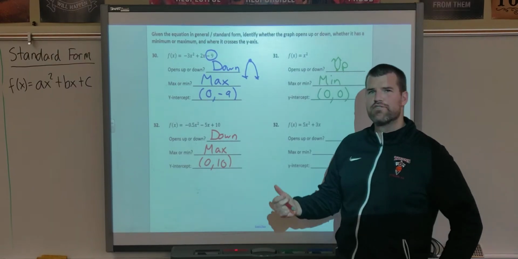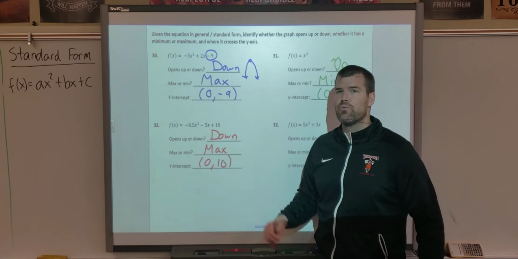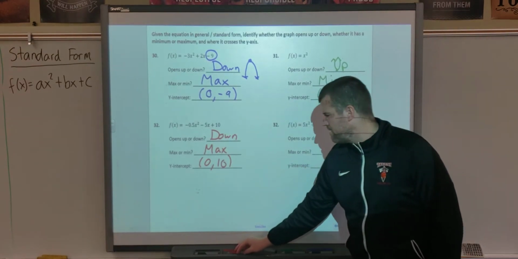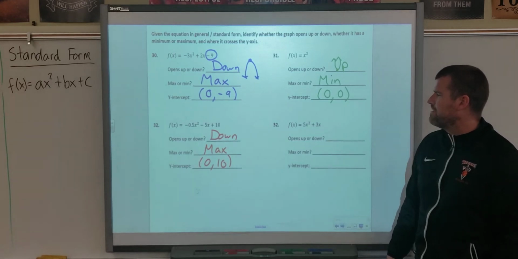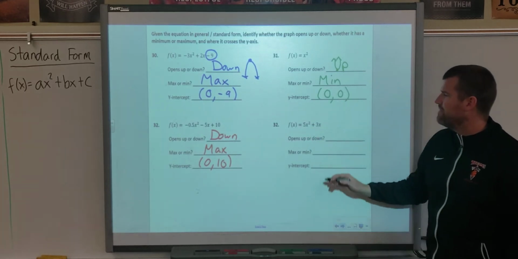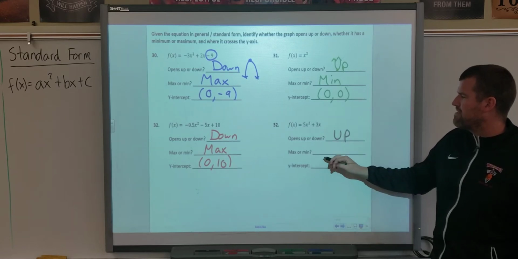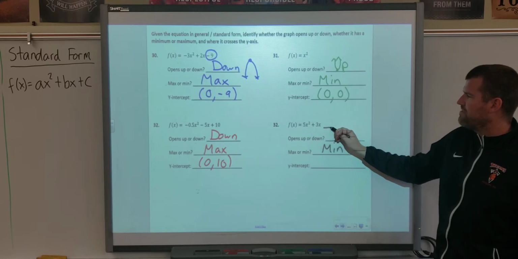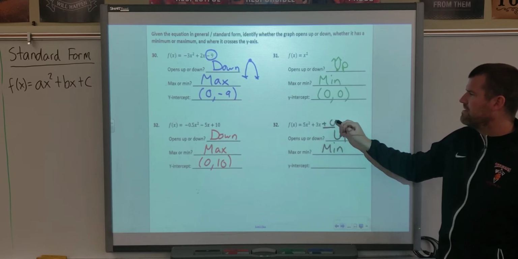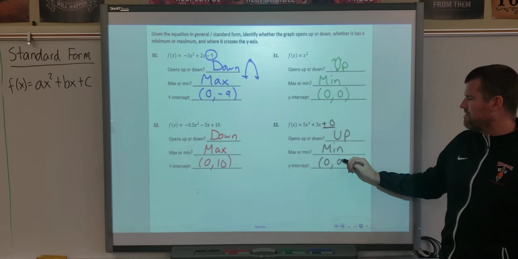So it's not like factored form where you have to do the opposite, right? It's whatever number is there, that is your y-intercept. And then final example, we have 5x squared plus 3x. Our a value is 5, which is positive, so it's going to open up. If it opens up, we have a minimum. And then our c value on this one is right here, which is 0. So our y-intercept is, once again, (0, 0).